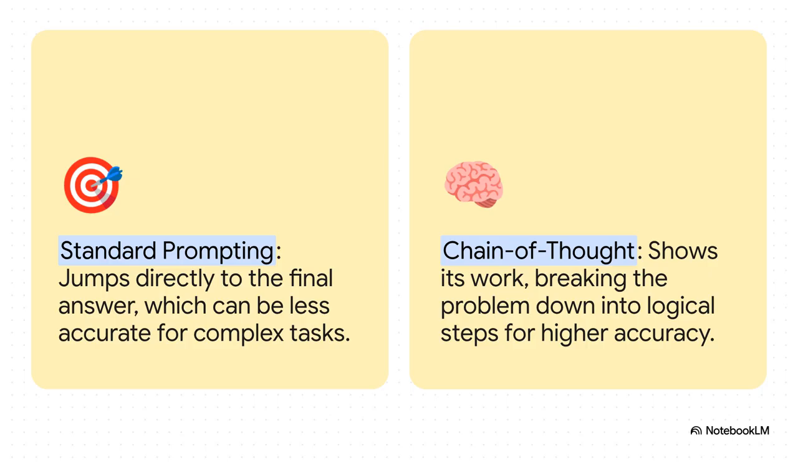Look on the left, with a standard prompt, we just ask for the answer, and it gives it. But on the right, we use a technique called chain of thought, where we basically tell the model to show its work. And that tiny change makes all the difference in the world.